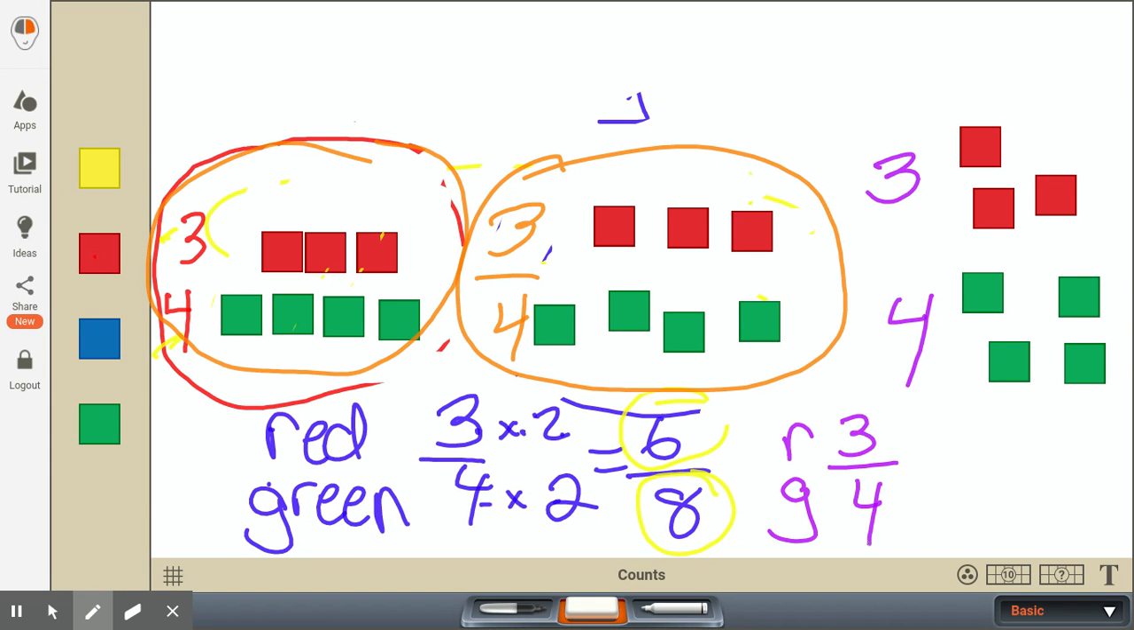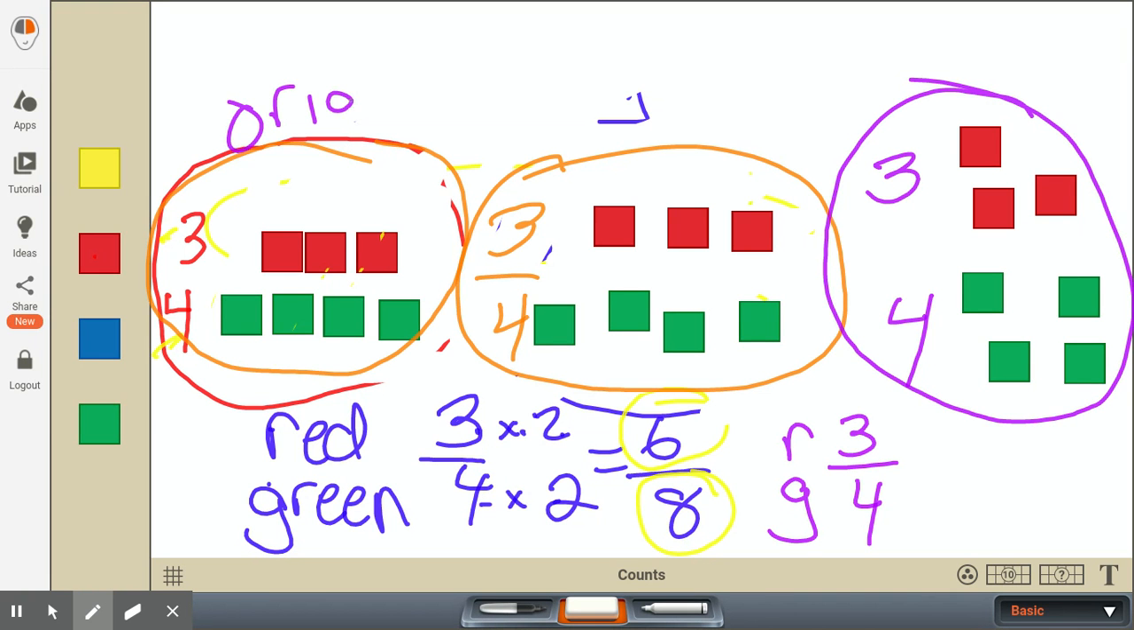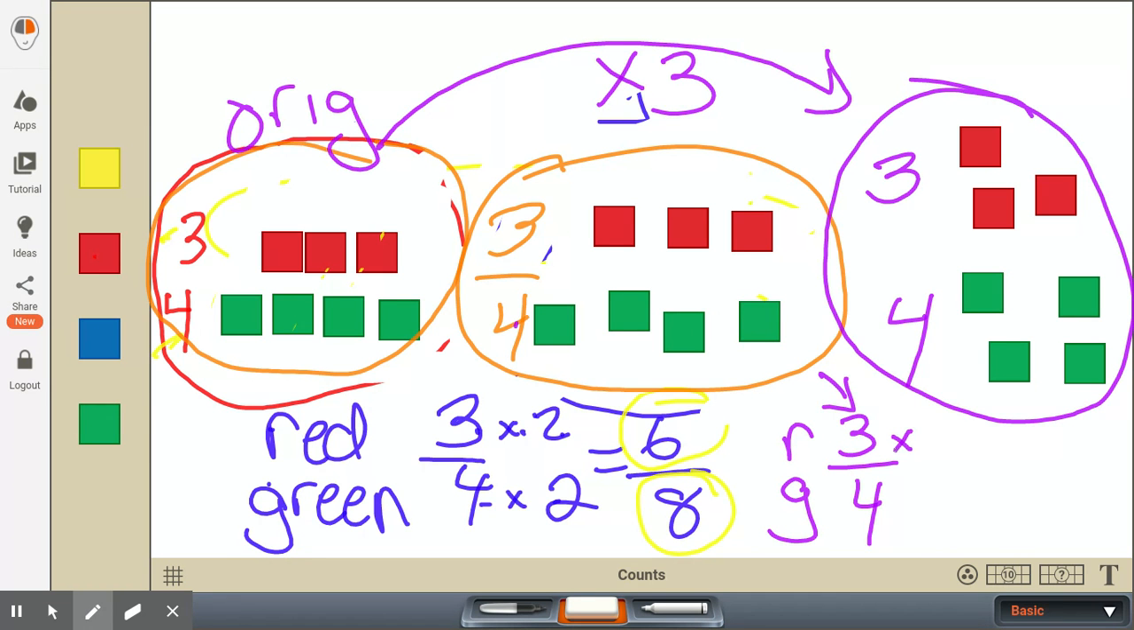Now I have a third group. When we have a ratio as a fraction in lowest terms, we call that the ratio value, or the value of the ratio. So if I did this, times 3 groups, let's see mathematically. 3 times 3 groups, what do I end up with? 3 times 3 is 9, 4 times 3 is 12.